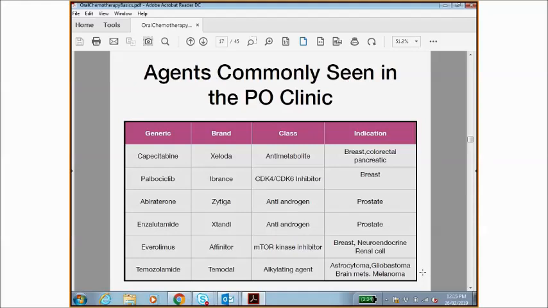So these are probably some of the most commonly seen agents in the PO clinic here. And you can see I have the generic name and the brand name and the class and their indication for the BC Cancer protocols.